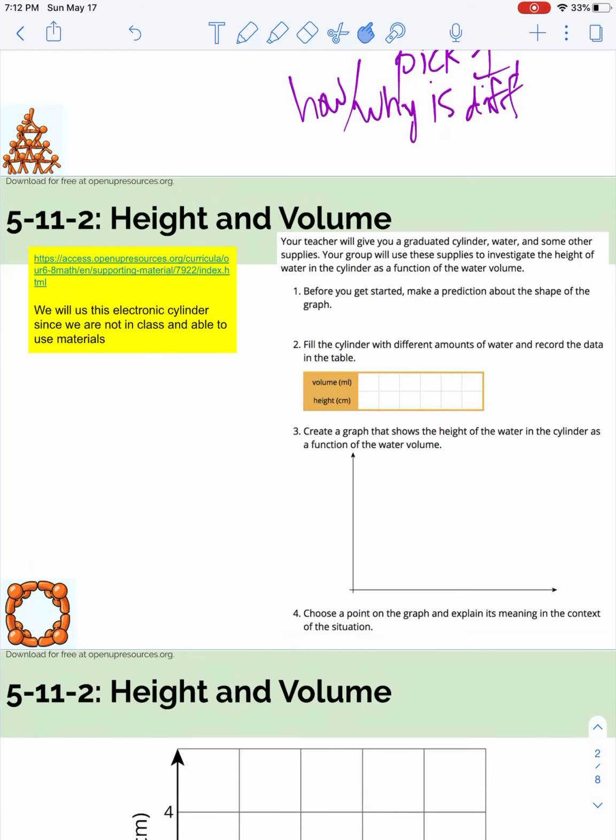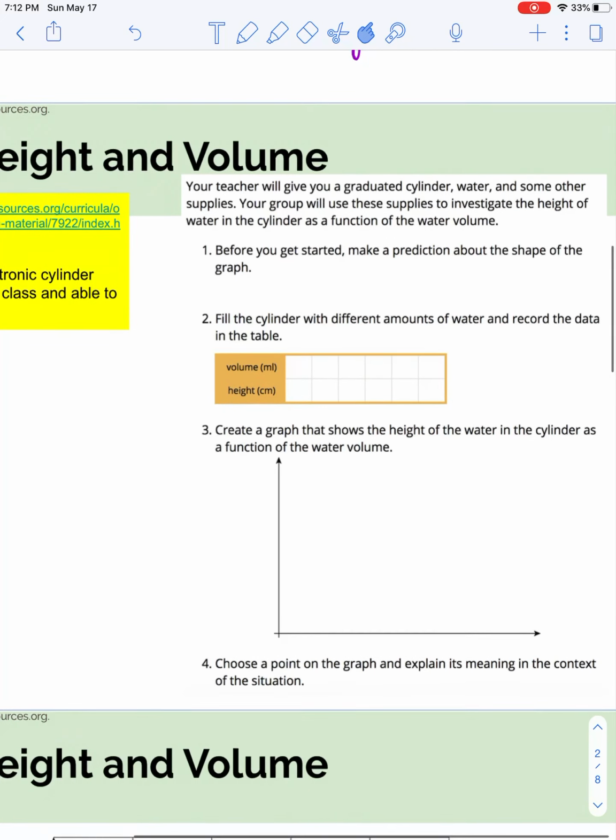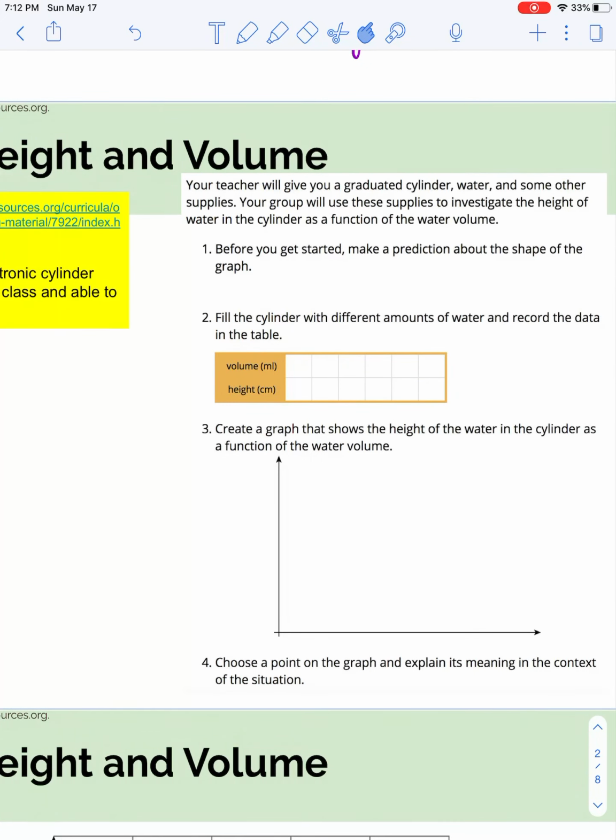Okay. Activity 2 says that I'm going to give you a graduated cylinder with water and all this stuff. We're not going to be able to do that, unfortunately, since we're not in class. So I'm going to use a virtual one.